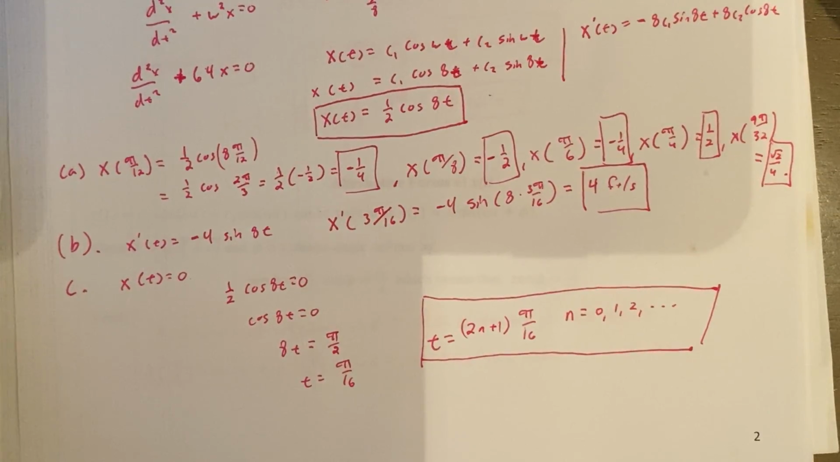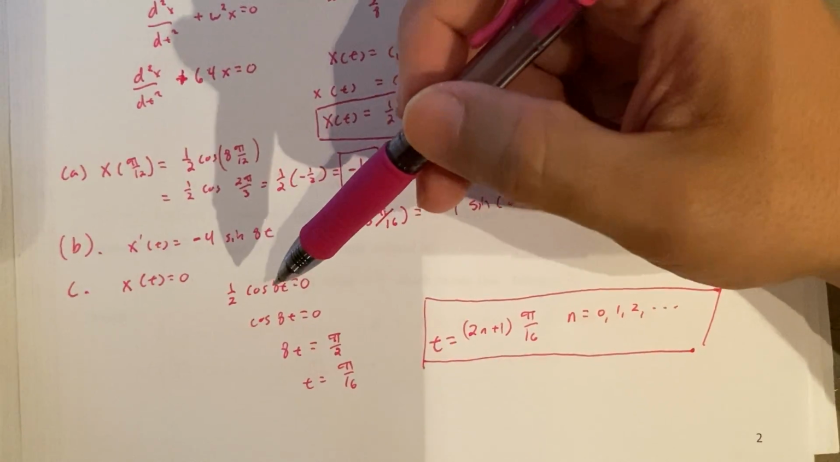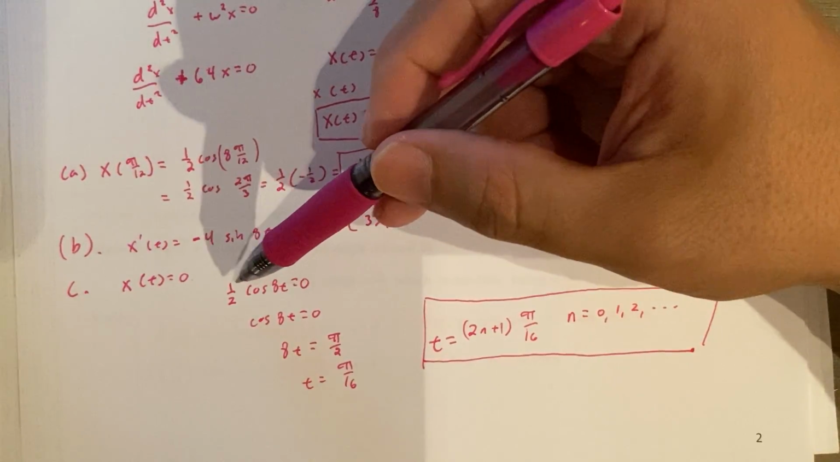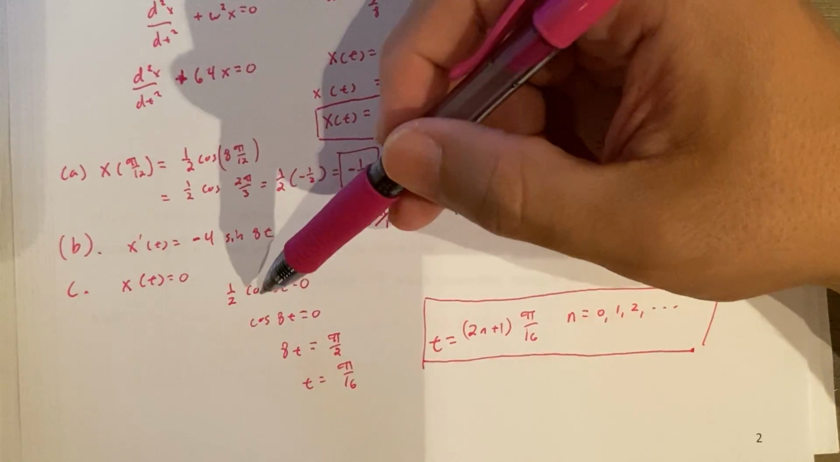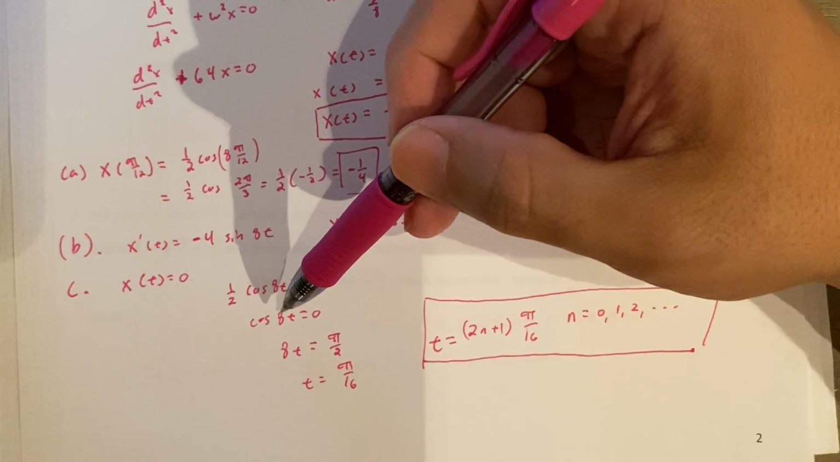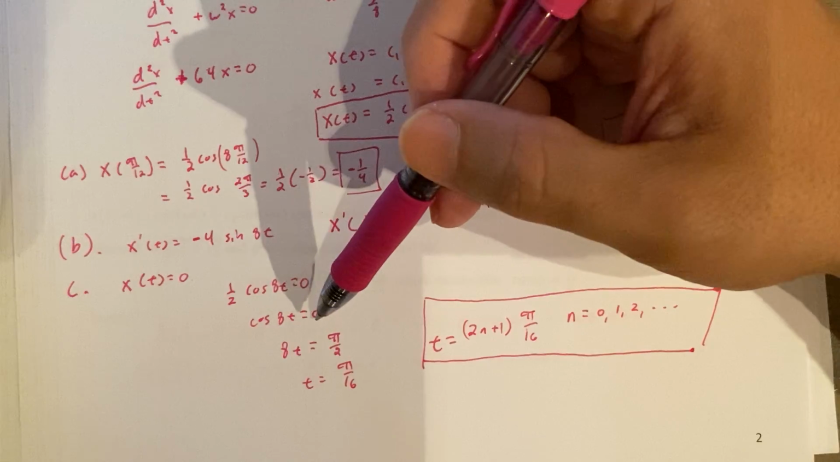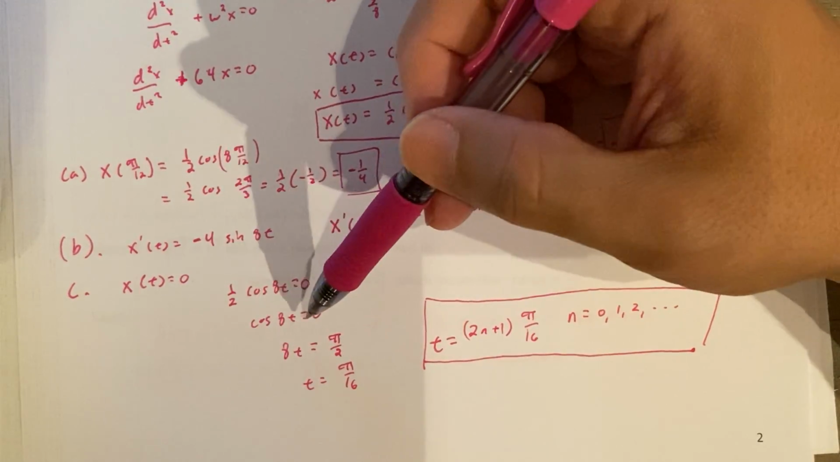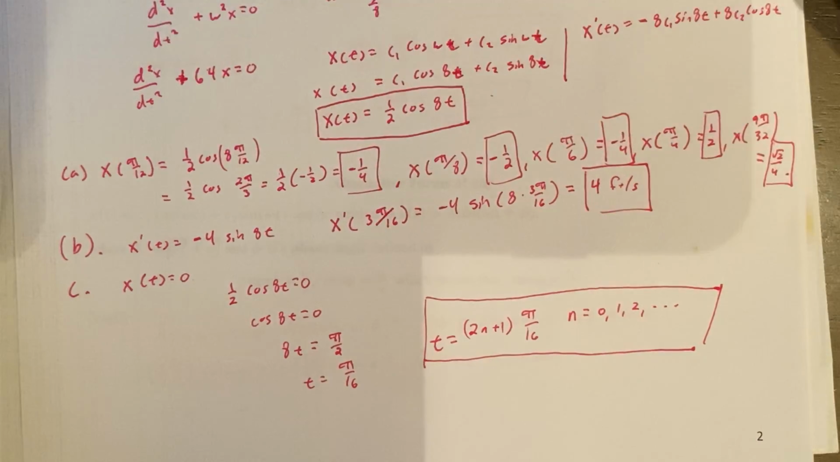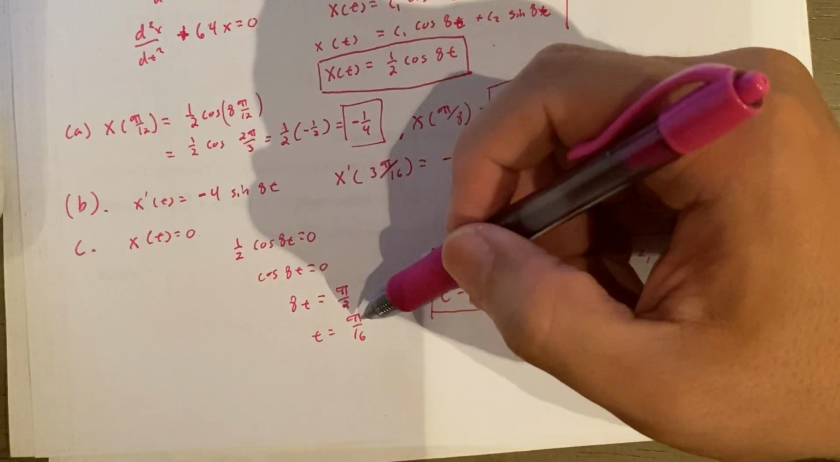All right, the last one for c, x of t equals 0. At what time does the mass pass through the equilibrium position? Our equilibrium position is when our position is at 0, so when x of t is equal to 0. All we need to do to solve for that is set our function equal to 0 and solve for t. 1/2 cancels out, so cosine of 8t equals 0. Take the inverse cosine of both sides. We get 0, and then 8t, inverse cosine of 0 is pi over 2. It's also 3 pi over 2, 5 pi over 2, and so on. So we're just going to stick with pi over 2, and we get t equals pi over 16.